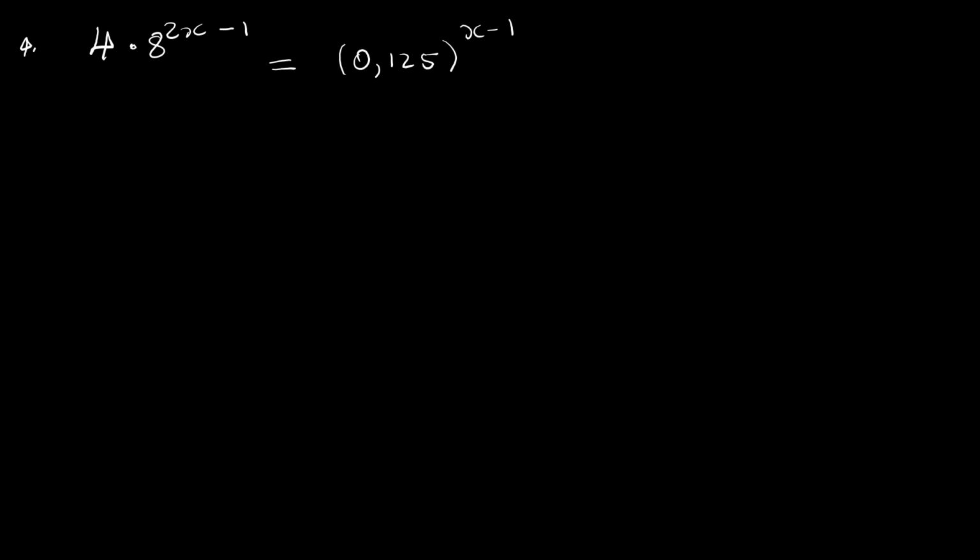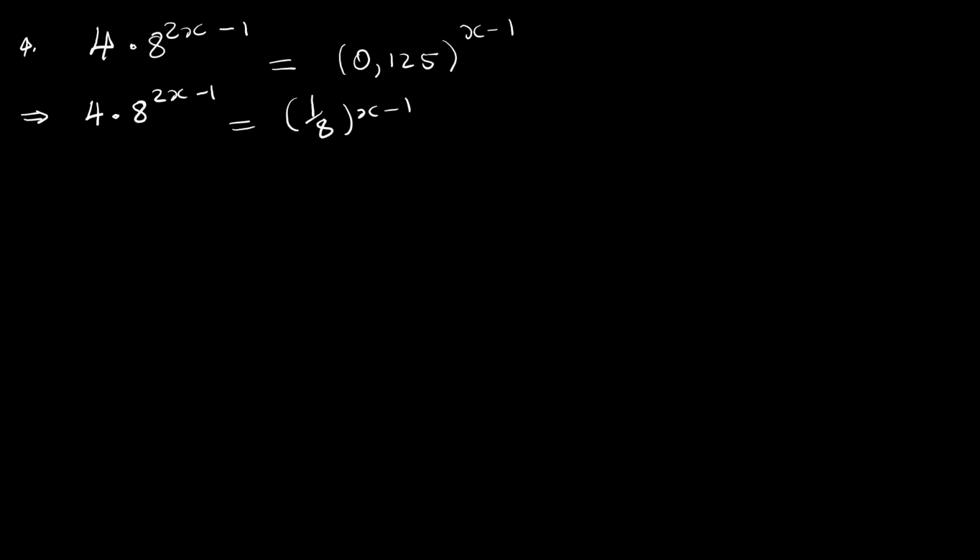So let's quickly change that to a common fraction. This will be 4 times 8 to the power 2x minus 1 equals 1 over 8, all to the power x minus 1. I don't want to explain a lot of things in one step, so this step was for changing the decimal. Let's move to the next step.